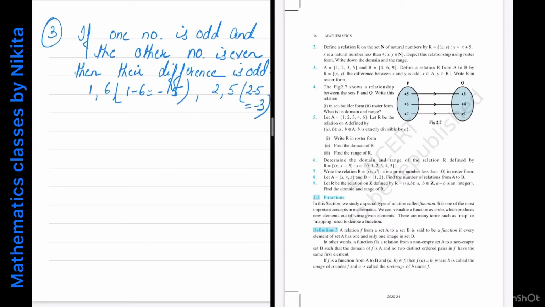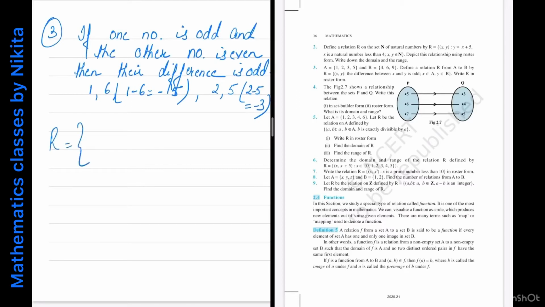Okay, now return back to this question. Now A and B are given to you. You have to find all those ordered pairs (x, y) such that the difference between x and y is odd. x is coming from A and y is coming from B. And you have to write its roster form.